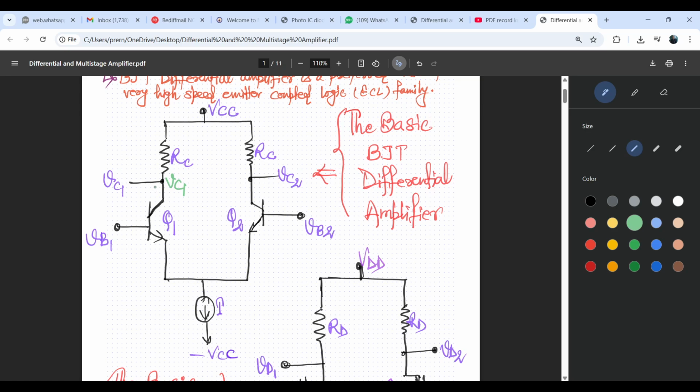Because this one is the collector of transistor 1, base of 1, and emitter 1, and this one is our emitter 2 point, and this one is collector 2 point, simply, and this one is B2. So we are giving some voltages across the base of transistor 1 and base of transistor 2, and both the emitters are connected together, and it passes through a current source and some negative supply is there. So this one is the fundamental basic differential amplifier circuit.